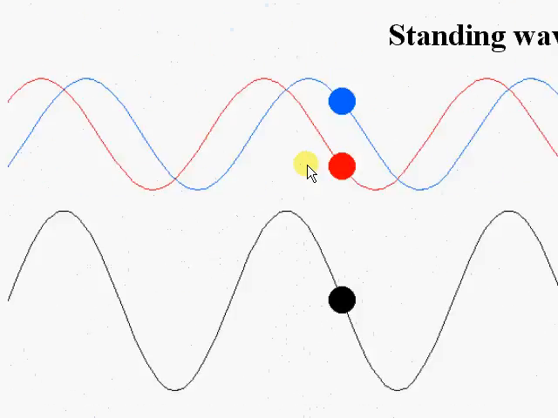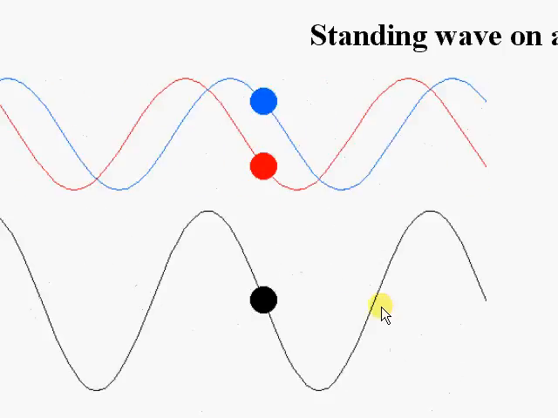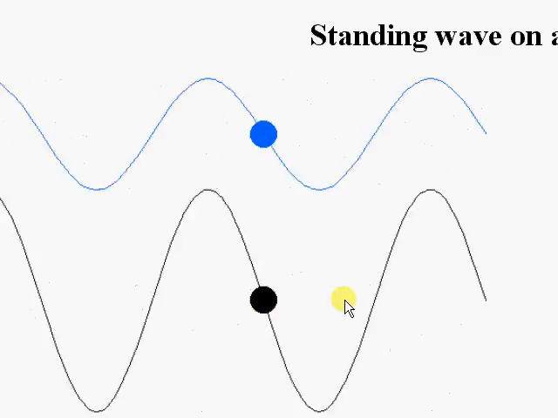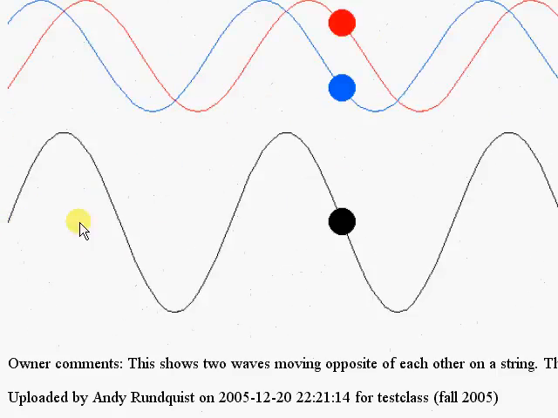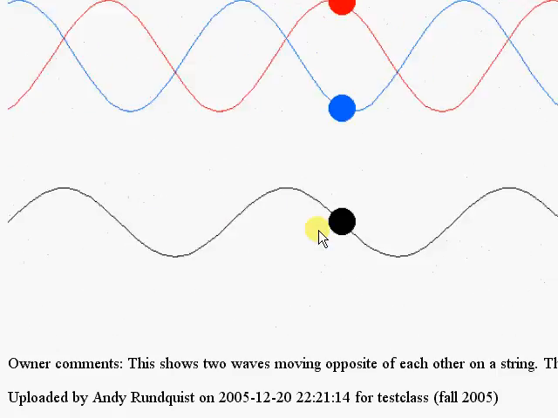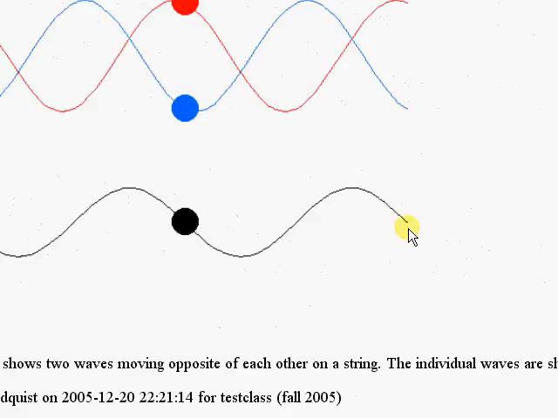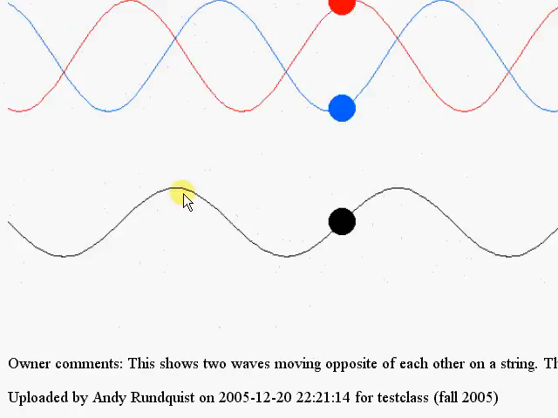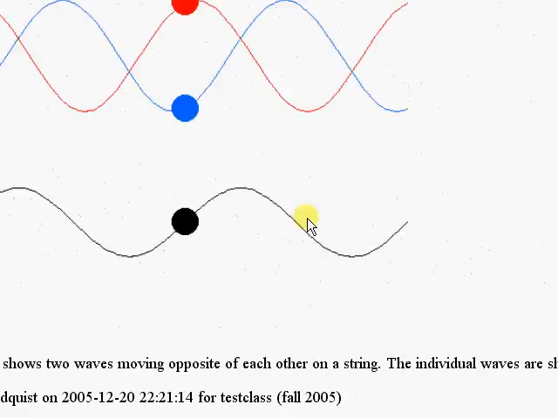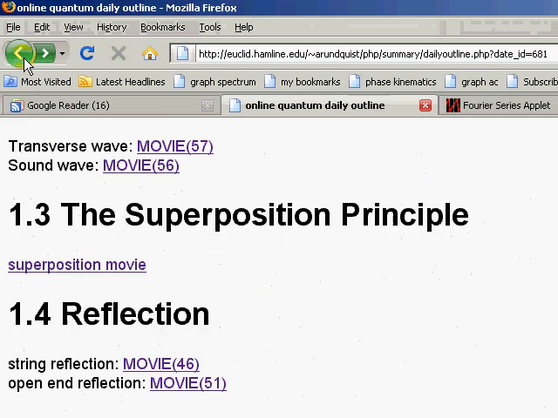Let's go back to this one for a second. It's important to understand that the distance between here and the next place that's not moving is just half a wavelength. So the distance between nodes is just half of a wavelength. So this picture here has 1, 2, 3, 4, 5, 6 nodes, which means there's 1, 2, 3, 4, 5 half wavelengths in this particular standing wave.